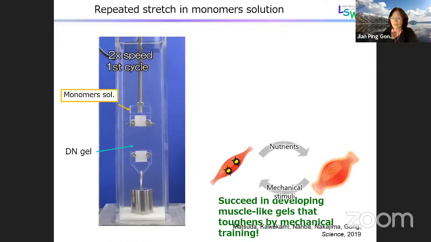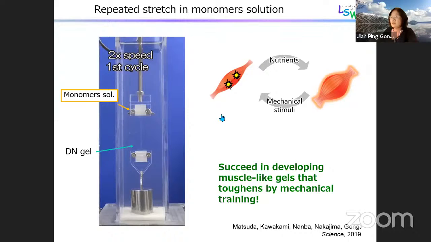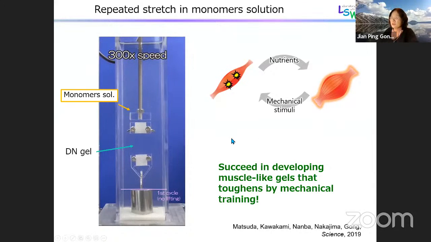So from this kind of result, we can see that although the system is very, very simple, we can mimic muscle training by mechanical stimuli-induced structure destruction and structural reconstruction in this case.